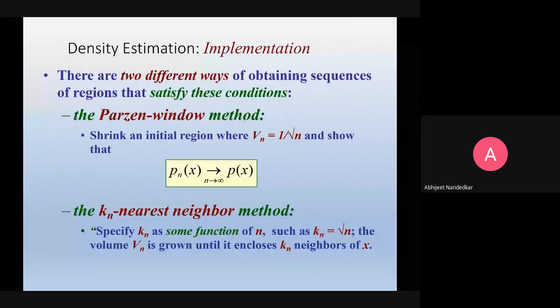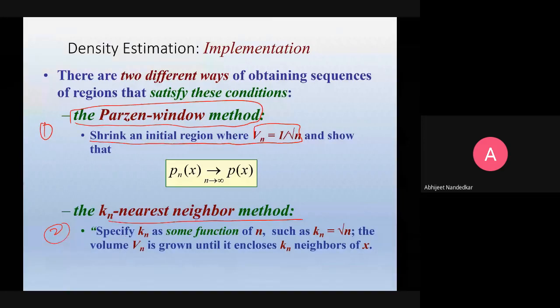Now there are two ways to obtain the sequences of regions that satisfy these conditions. One method is called the Parzen window method, which is the shrinking region method. The other one is called the k nearest neighbor method, which is the growing window method. So all these methods are window methods. What I mean by that we will see in the next slide.